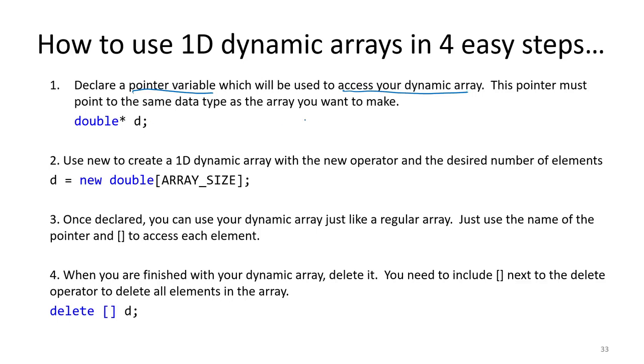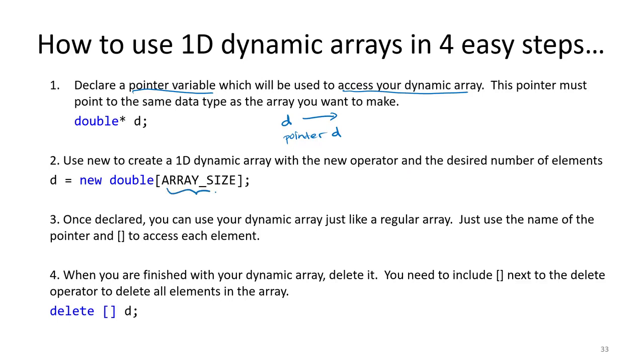So in this case, I'm just going to go ahead and declare this pointer called D. So I have this pointer D. Currently, it's uninitialized. In the next step, I can use the new operator to create that dynamic array with the desired number of elements.